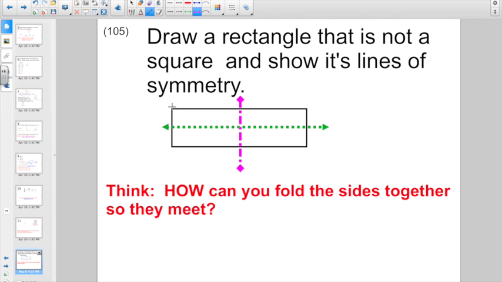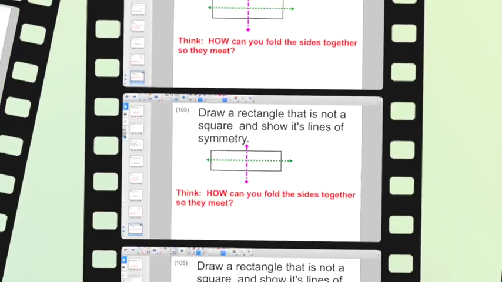There is no way this has diagonal symmetry. If I started folding on that corner, I could not get it to meet that corner there because it's a rectangle. So this rectangle only has 2 lines of symmetry.